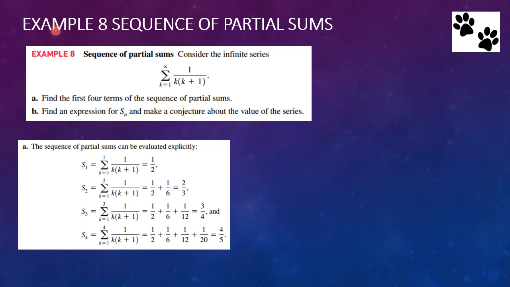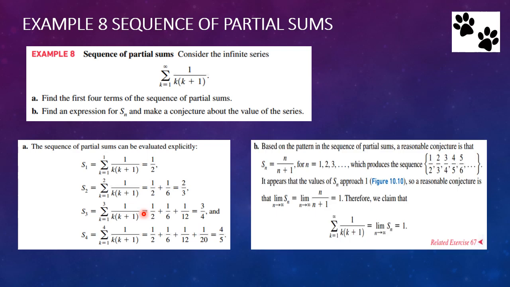So here we can see that when we go from k equals 1 to k equals 2, when k equals 1 we get 1/2, when k equals 2 we get 1/6, so we add those. When k equals 3 we get 1/12, so we add all 3 of those members. And when k equals 4 we get 1/20, and we add all 4 of those members, and we get to 4/5. You can see we've gone from 1/2 to 2/3 to 3/4 to 4/5. So what would you think is going to be the value of the series?